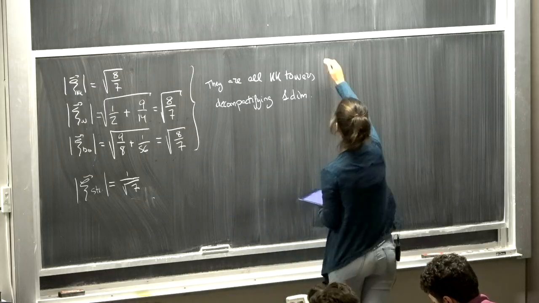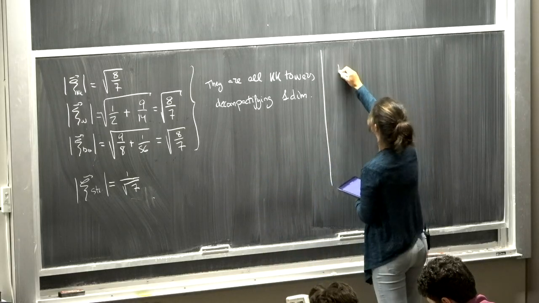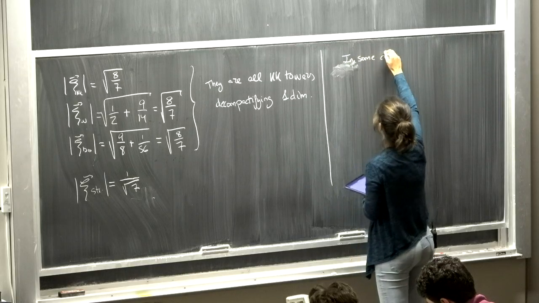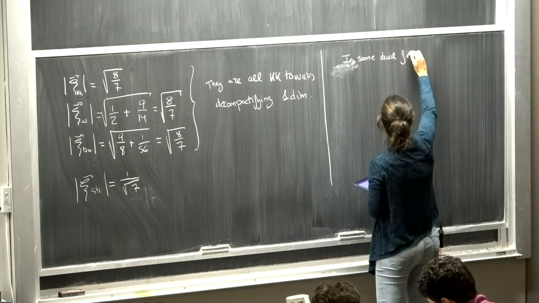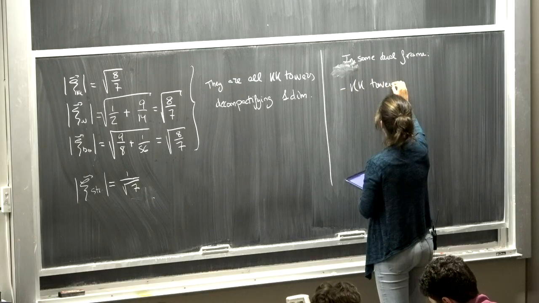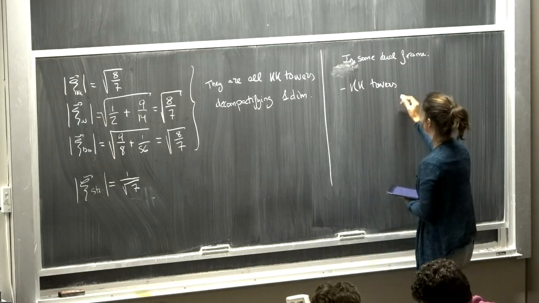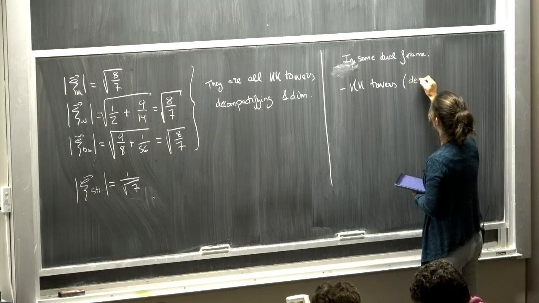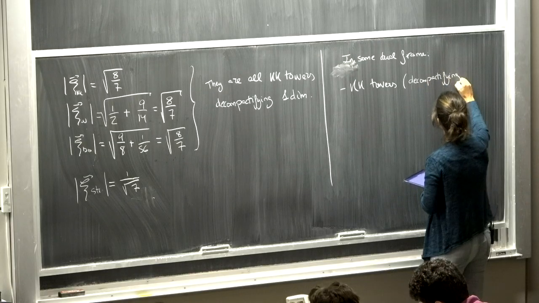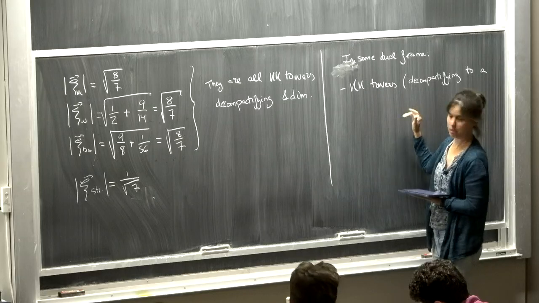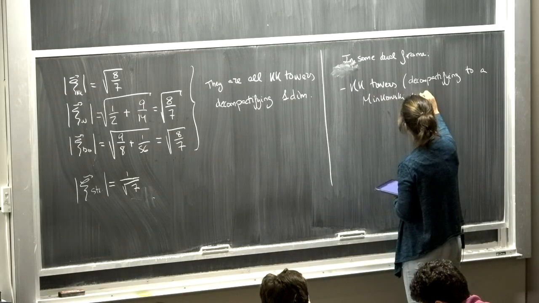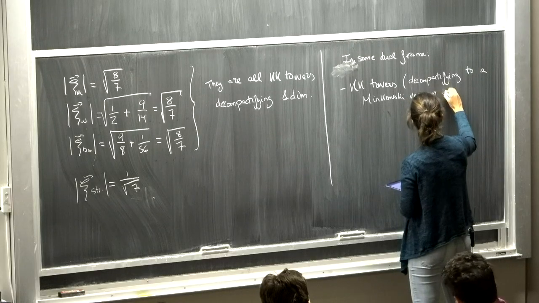So in general, if I have, in some dual frame, not necessarily the one we started with, but in some dual frame in which they are Kaluza-Klein towers, we put here a caveat. This is when these Kaluza-Klein towers are decompactifying to a Minkowski vacuum in higher dimensions. Okay, otherwise it can be different.